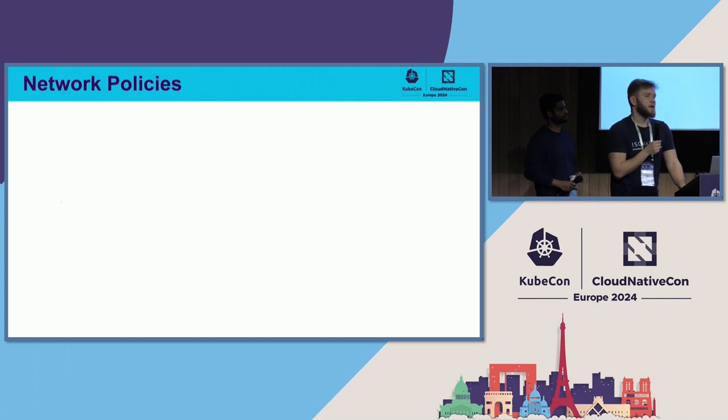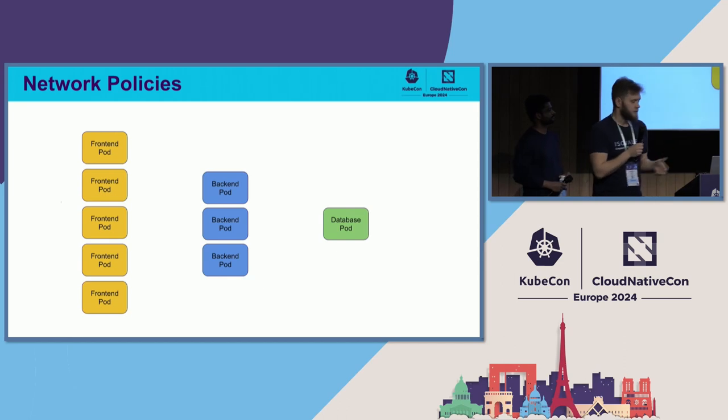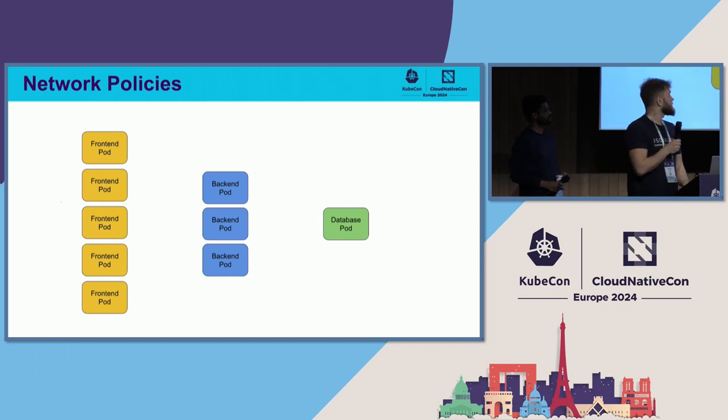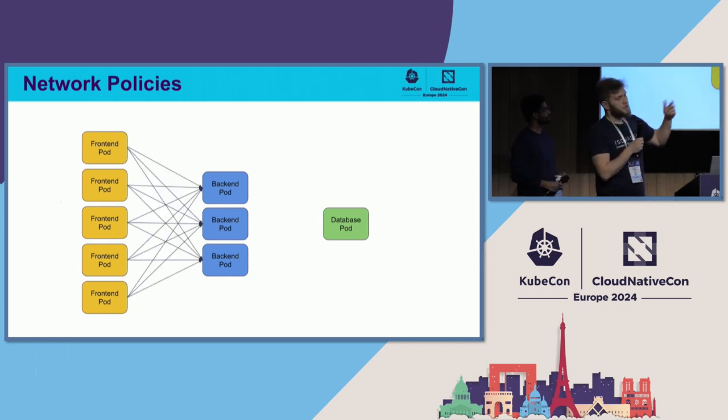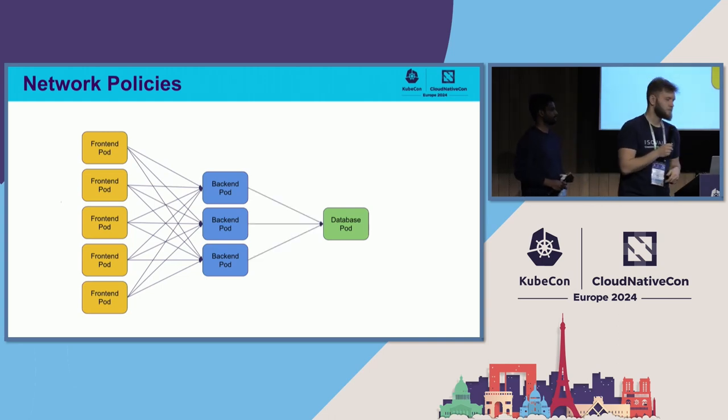So now let's take a look at network policy. In a sense, the network policy's idea is quite simple. You have some front-end pods, you have back-end pods, and you have database pods. And what you want is for front-end pods to be able to connect to the back-end pods, and back-end pods to connect to the database pod.